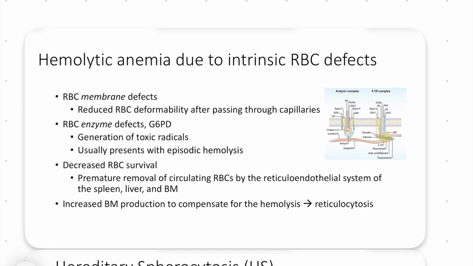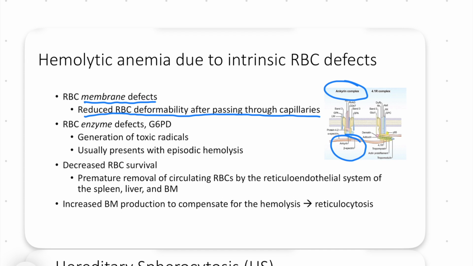Hemolytic anemia can also be due to intrinsic red blood cell defects. These can be membrane defects, and that would be things to do with the ankyrin and spectrin protein complexes, the ability to really hold that biconcave shape. And if you have a different shape, then you have that reduced red blood cell deformability passing through capillaries. Even if it's like a spherical shape, you're going to have a less ability to tolerate going through the capillaries, and you might have that tearing and lysing.